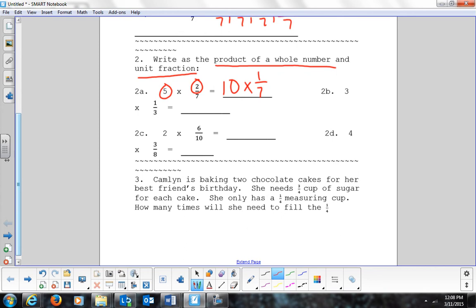Okay. So 3 and 1/3. What is my unit fraction? Yes. My answer was 10 and 7 times 7. But it asks you for unit fractions. What does a unit fraction have on top? A numerator of 1. So you can't have a unit fraction unless you have a numerator of 1.